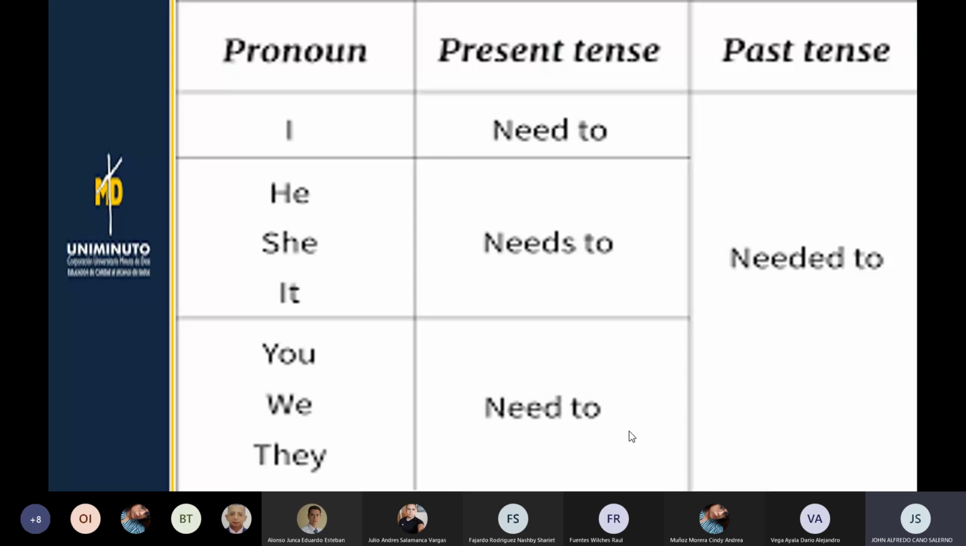Don't forget, I'm going to say this part in Spanish. No olviden, en este caso, necesito para terceras personas, él necesita, ella necesita, eso necesita. En afirmativo, in affirmative, we have needs. Aquí sí deben colocarle la S al verbo. ¿Listo? Para que lo tengan presente. Needs to.